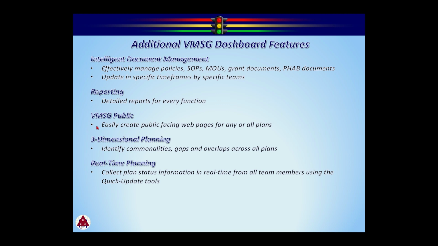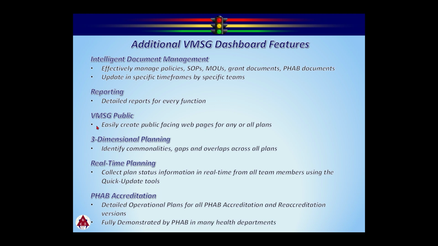The real-time planning is that automated email notification to collect data in the background. All the accreditation plans are all built into there. So you've seen a lot of this, but these are kind of all the other features that you'll get used to over time. And there's just all kinds of things in the system you can do to help the department to kind of run more efficiently here.